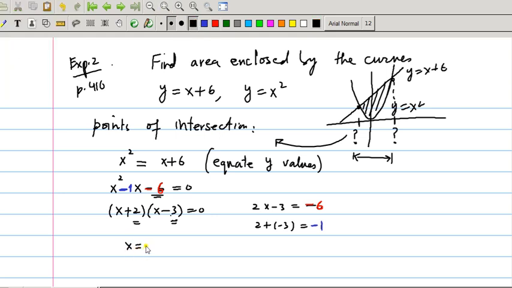limits. So x becomes minus 2 and x becomes 3. So see, this point comes out to be minus 2 and minus 3. So this is now minus 2 and this is 3.